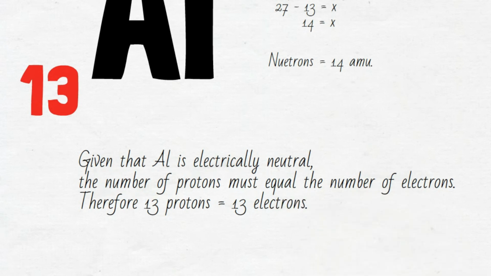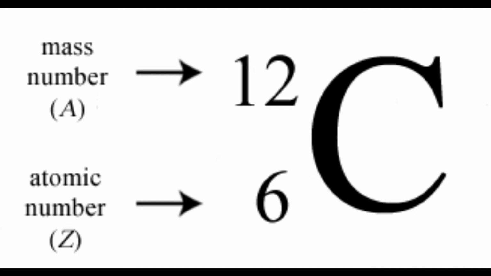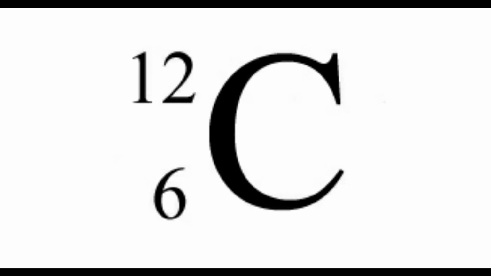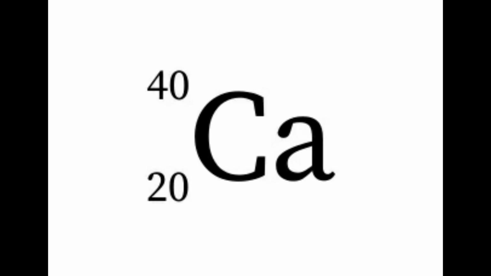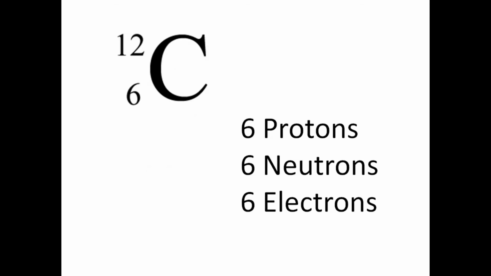Now pause the video and try these examples. The carbon atom, which looks like this, 12 and 6. So 12 at the top for the carbon, and 6 at the bottom. And calcium. Sorry, calcium is 40 at the top and 20 below. Try those. All right, so for carbon, it is 6 protons, 6 neutrons, and 6 electrons.